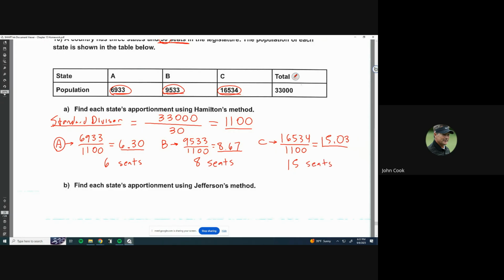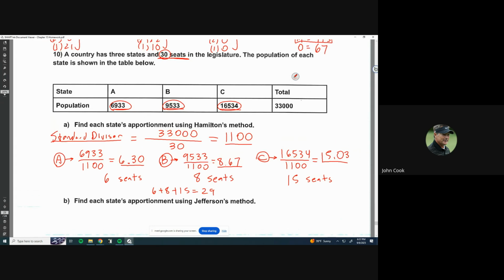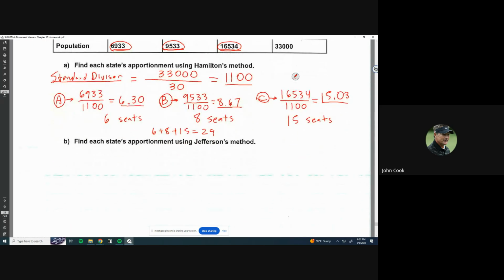Now, what you need to do is make sure that this adds up to 30 seats, okay? So if I add them all up, 6 plus 8 plus 15, what I get is 29. And notice that I wanted 30 seats to be given out, right? So since I only have 29, I have 1 extra.